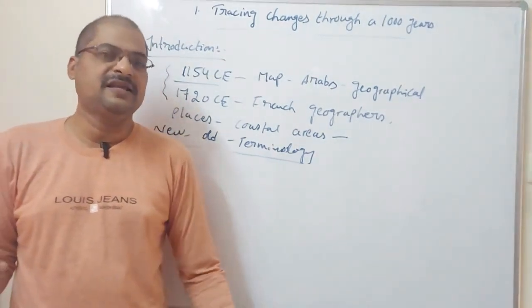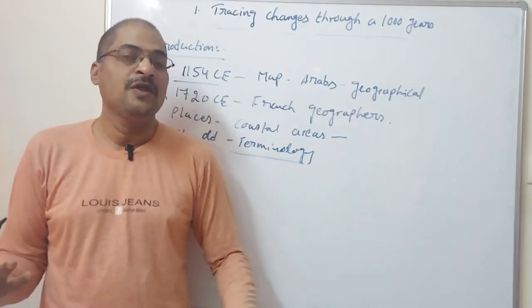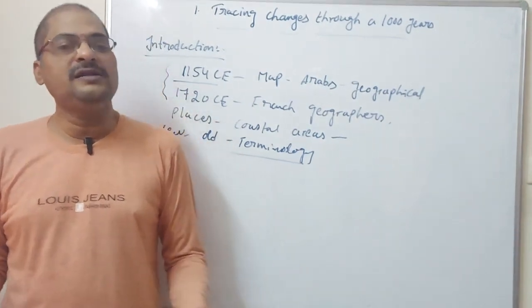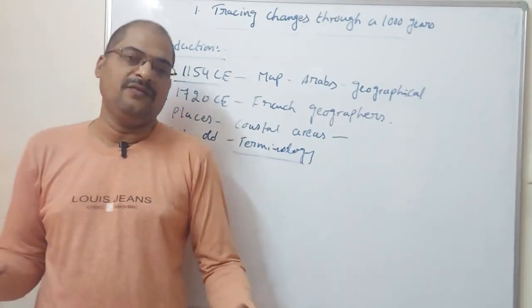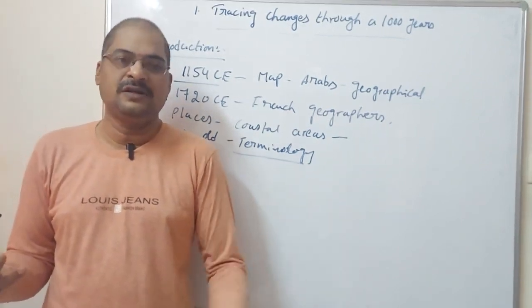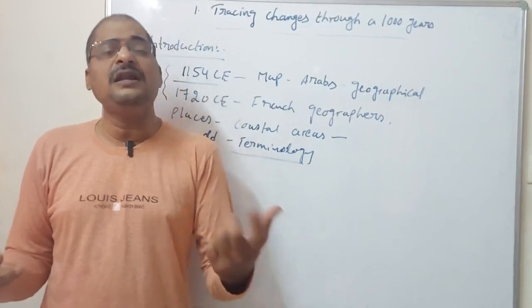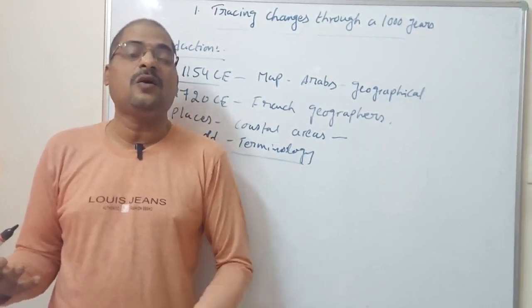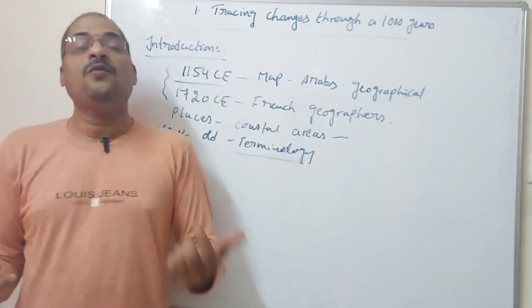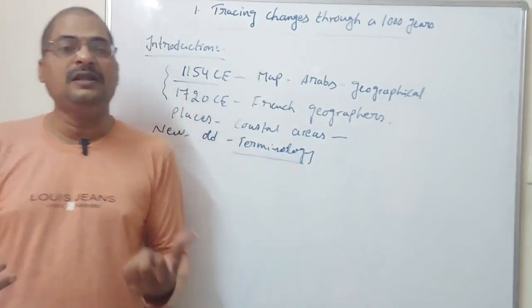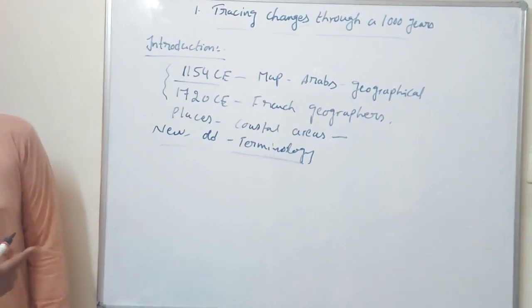Vijayawada was Bezawada in olden days. Now it is Vijayawada. Kolkata was called by its older name in olden days, but now it is Kolkata. So there are different kinds of names. Those we can call terminology, the changes of the names of places. What kind of changes happen between old and new?